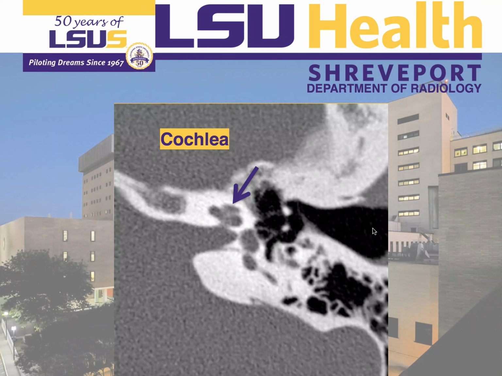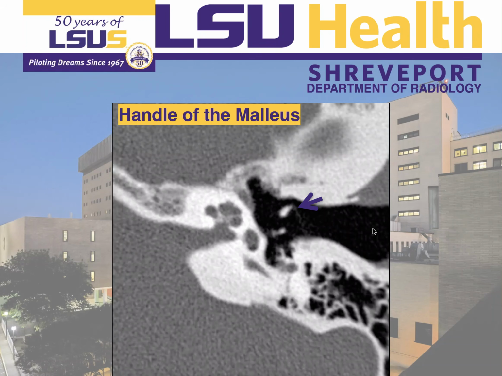And here the external ear. Here is the tympanic membrane, or the eardrum, and here is the handle of the malleus. How do I know that? Because the only structure that is attached to the tympanic membrane is the malleus. It is the handle of the malleus, the structure attached to the tympanic membrane. Okay?